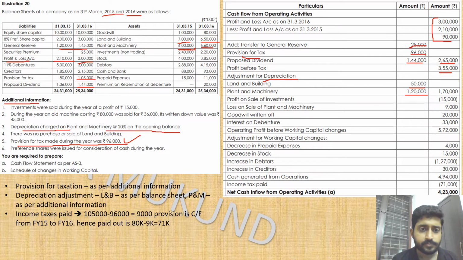Next, the investment has been sold and there is a profit on the sale. This profit will be credited in the P&L, so we have to reduce this 15,000. I am taking this 15,000 out because this is not an operating activity.